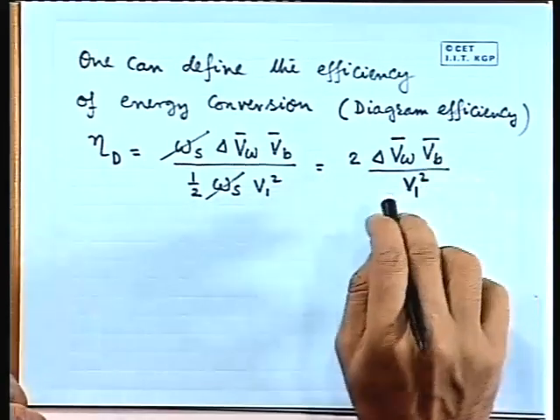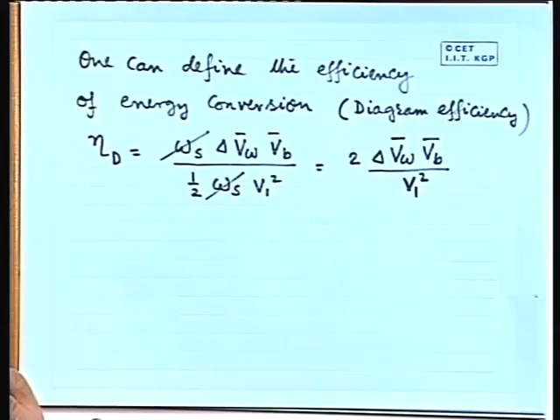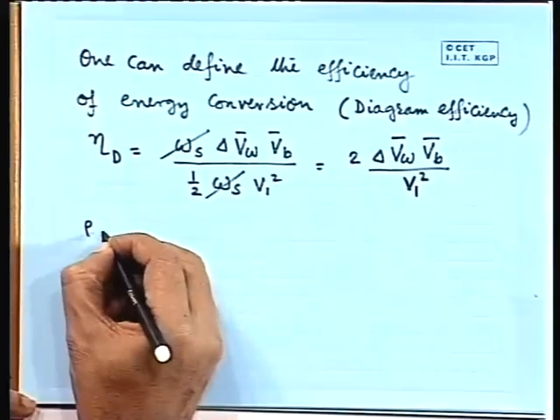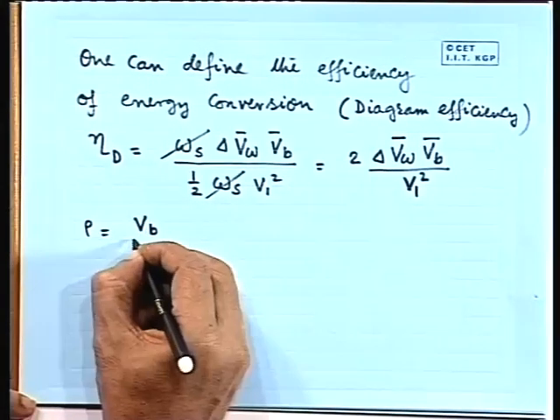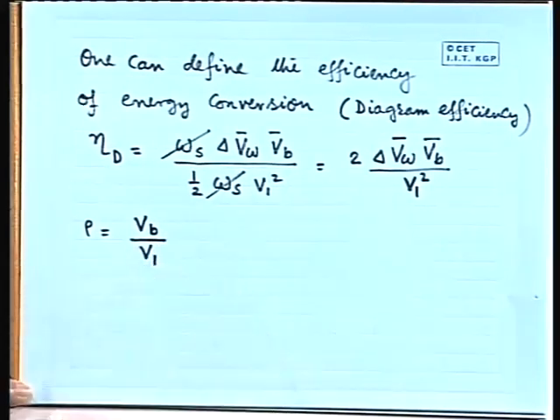Apparently these two can be selected independently, but let us see whether there is some sort of a relationship or not. So, what we can do, let us define a ratio rho, that is Vb by V1. Again here we have to remember that V1, the velocity at the nozzle outlet, depends on how much enthalpy drop we are going to allow in a nozzle.